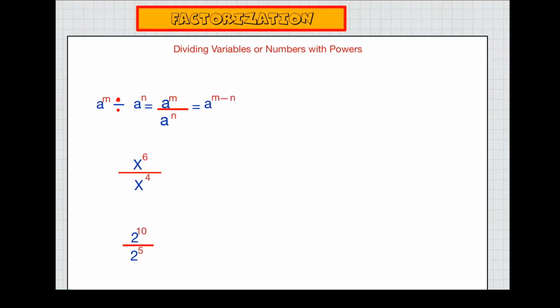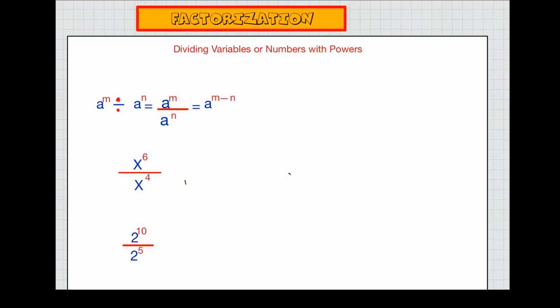So we have two powers. This is a division one, a to the power m and a to the power n. So we simply subtract the powers. The bases are same, so we simply subtract the powers. Let's look at this next example.